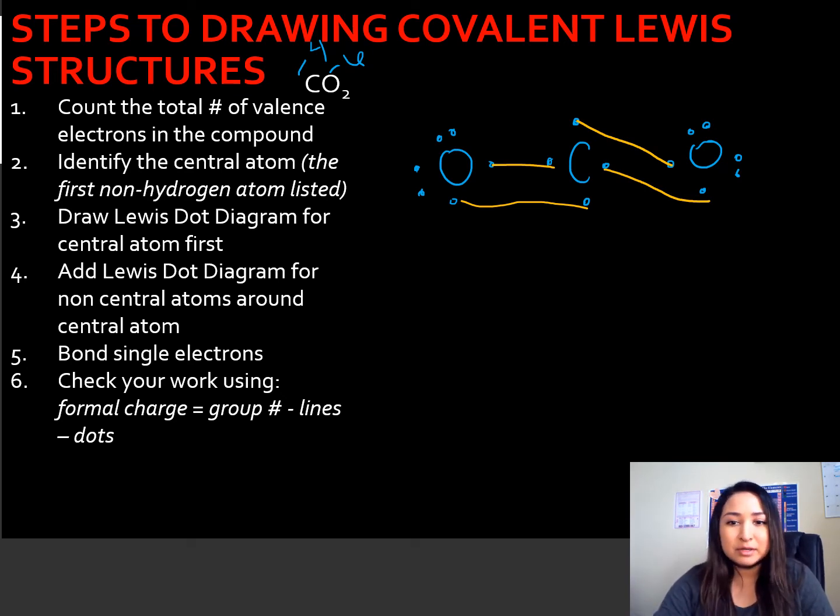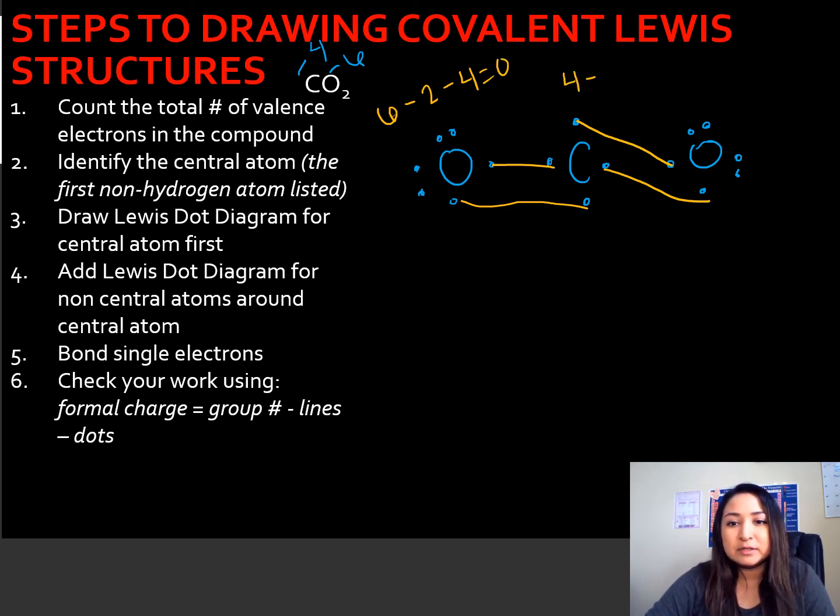It's not very symmetrical, so we can, of course, always redraw it. We can check our work using formal charge. Oxygen has 6 valence electrons minus... there's 2 lines. Because there's 2 lines, that means it's double bonded, and there's 4 leftover electrons. That's equal to 0. That one's the same, so it's going to be 0 as well.